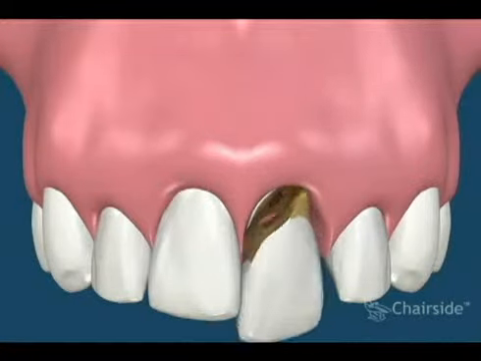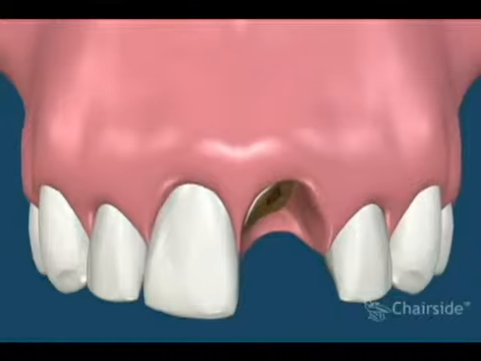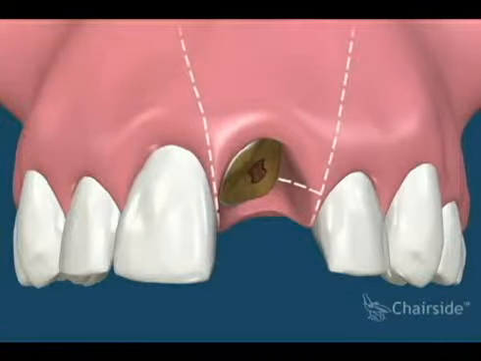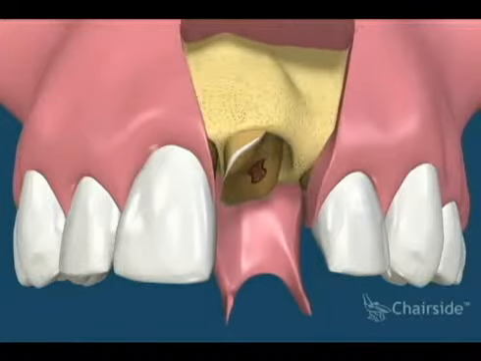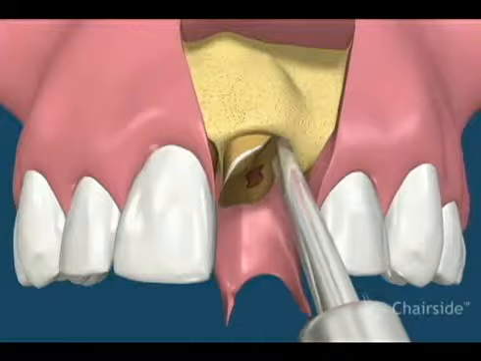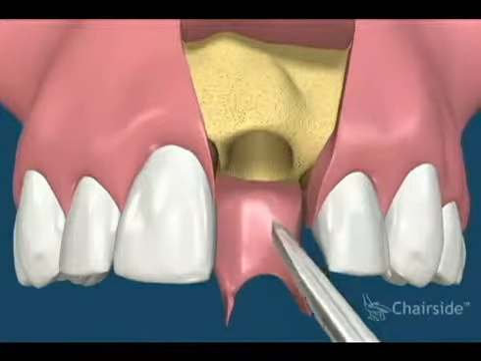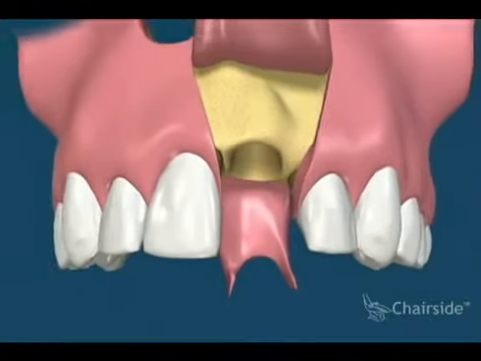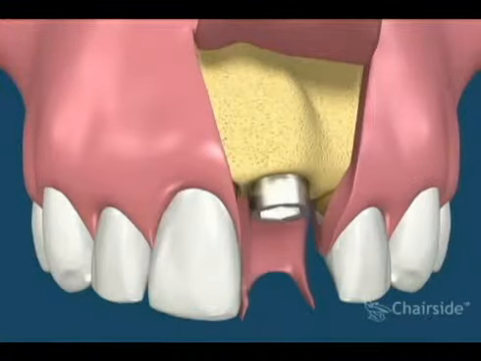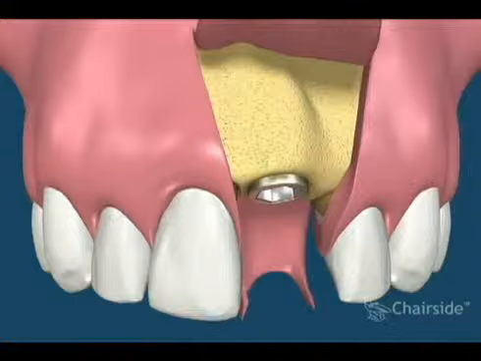This movie shows the extraction of a broken tooth with an implant being placed at the same time as the extraction. The gum is reflected and the tooth is carefully removed without damaging more bone. The void created by the tooth root is now ready to be prepared. The implant fixture is then placed into this prepared site.